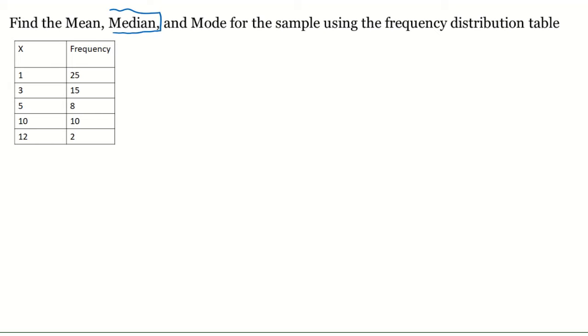Now let's solve for the median. So to get the median position, we're going to take the sample size plus 1 divided by 2. Now our problem didn't give us the number of data in our sample, so we're going to need to calculate that by adding the frequencies all together.